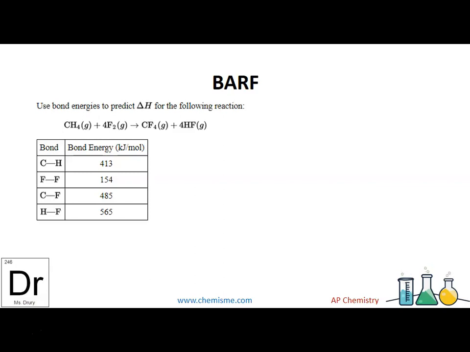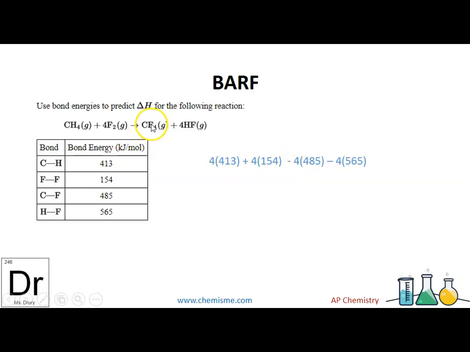So CH4 is breaking 4 C-H bonds. Remember, if you draw it out, there's a bond to 4 H's, so 4 times 413. And we're also breaking 4 F-F bonds, which are 154 each. So 4 C-Hs and 4 F-Fs. I'm going to subtract out the ones that we're forming.